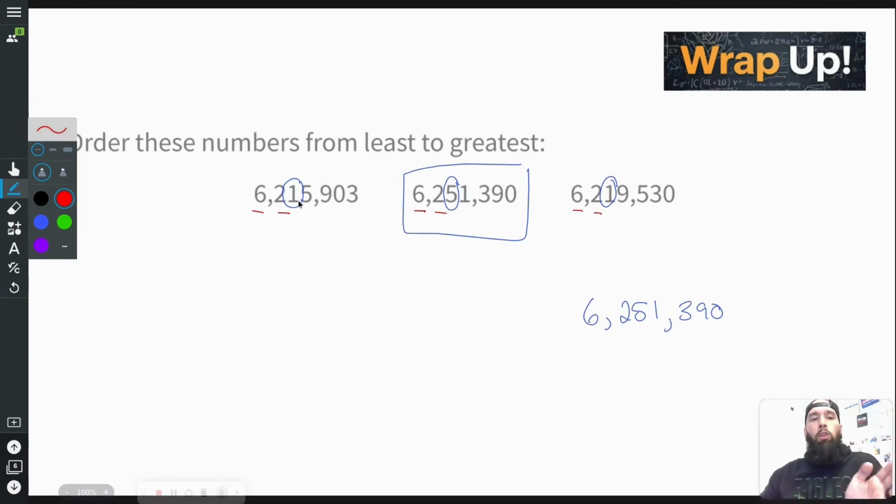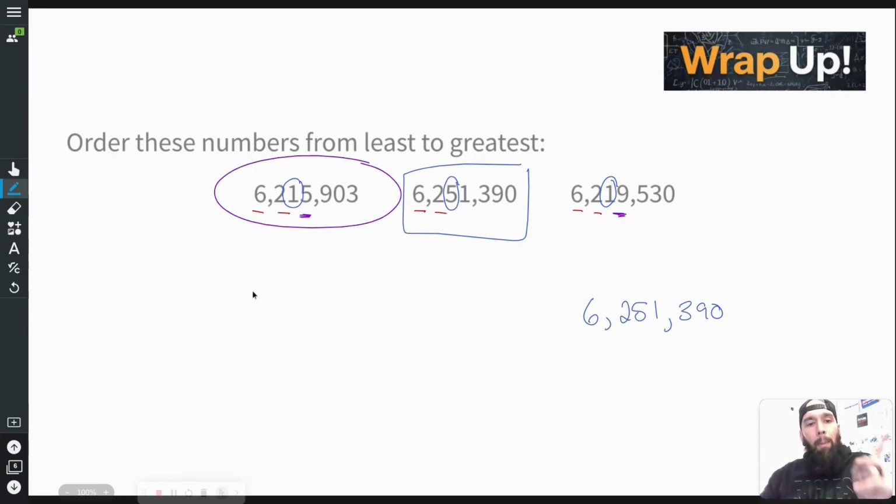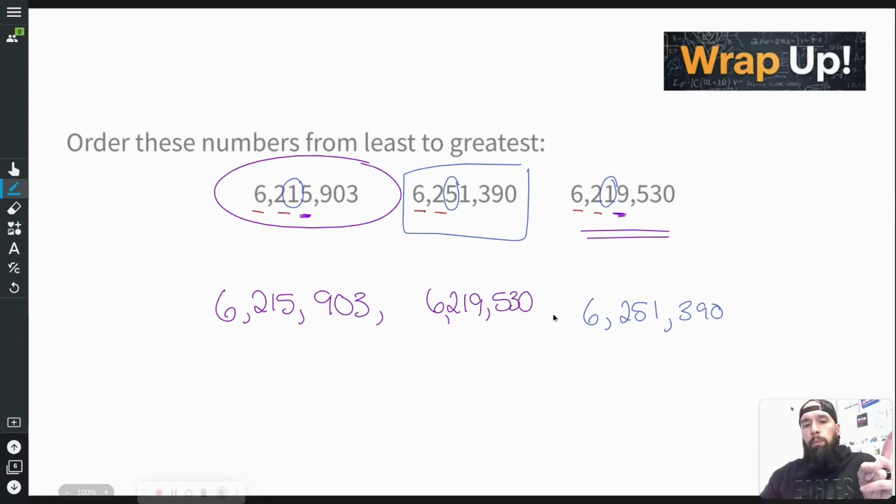Now let's take a look at these guys because we're not quite done yet. Okay. We have a 6, 2, and a 1. 6, 2, and a 1. That's no good. Now that 5 and that 9. 5 is smaller than 9, so you are my smallest number, and you're going to be my middle number. So 6,215,903 is my smallest number here, and then I have 6,219,530. That's going to be my middle guy, and then my last number here, 6,251,390.